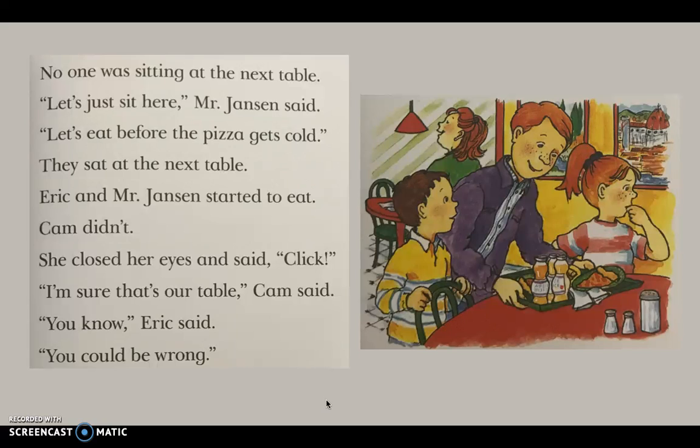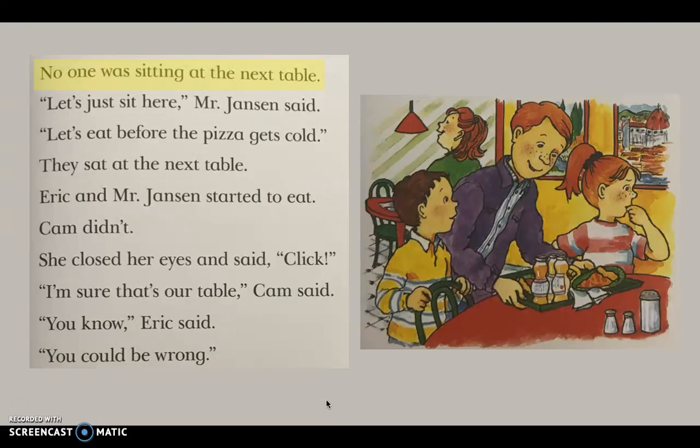They sat at the next table. Eric and Mr. Jansen started to eat. Cam didn't. She closed her eyes and said, click. I'm sure that's our table, Cam said. You know, Eric said, you could be wrong.